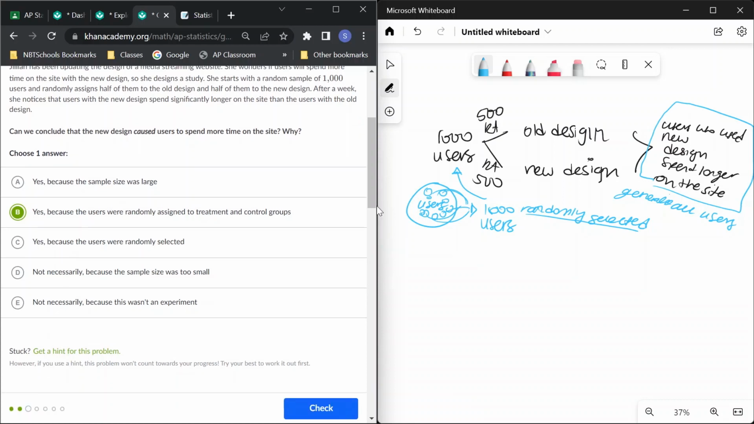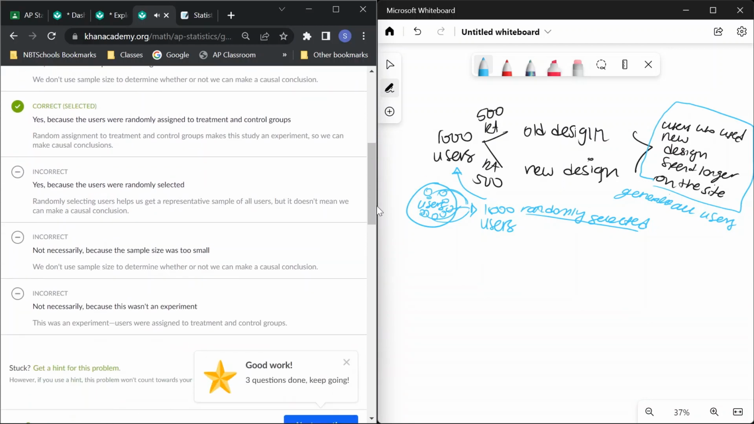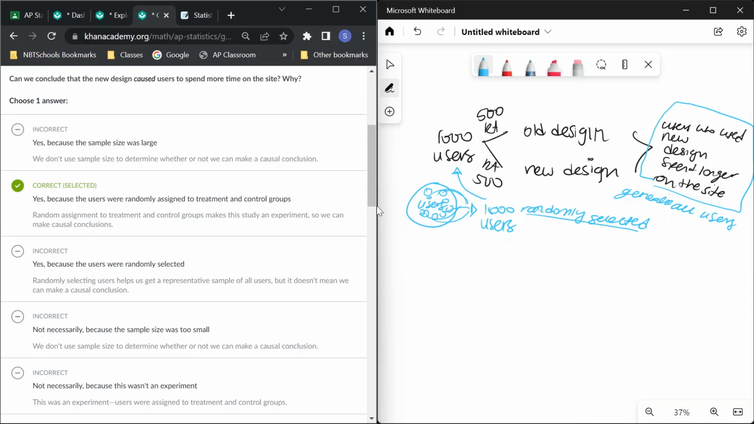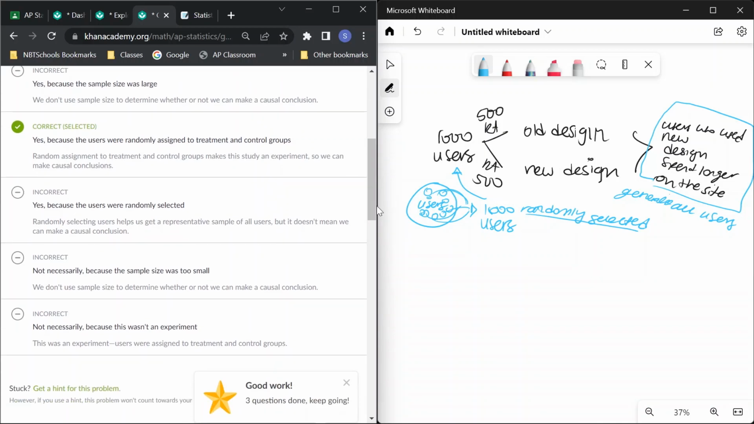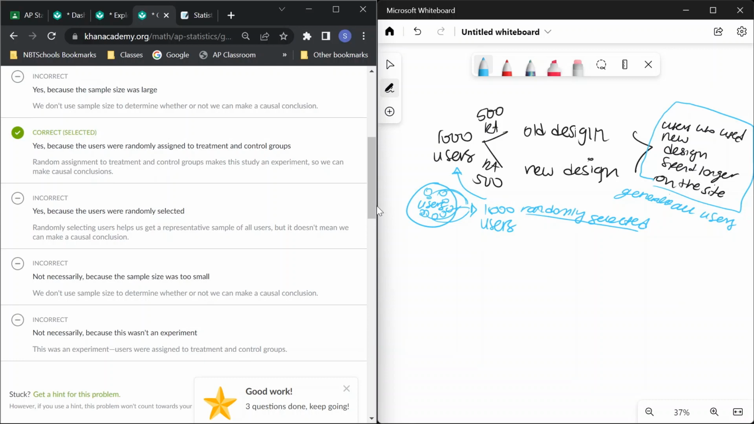I'm gonna think. Oh, interesting. So randomly selecting users helps us get a representative sample of all users, but it doesn't mean we can make a causal conclusion. So because a user is randomly assigned, oh no, not this one. What was the one that I found interesting? Because the sample size, no. Oh yeah. Randomly selecting users helps us get a representative sample of all users, but it doesn't mean we can make a causal conclusion.